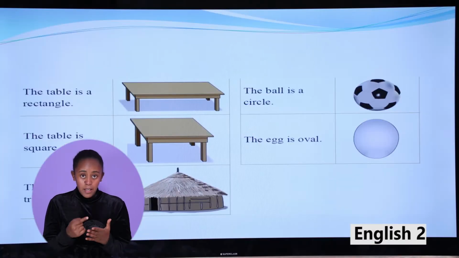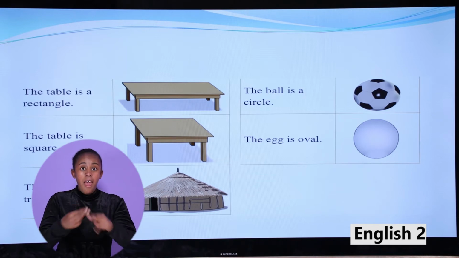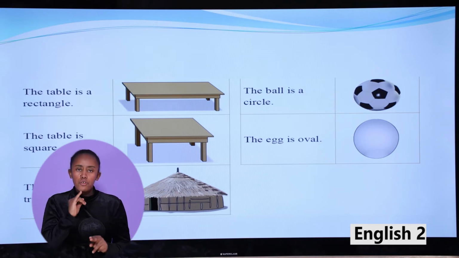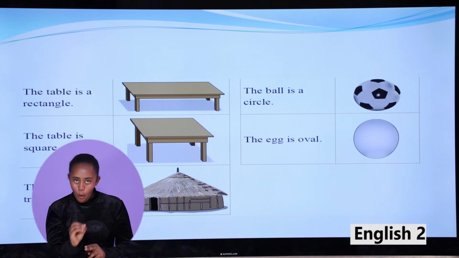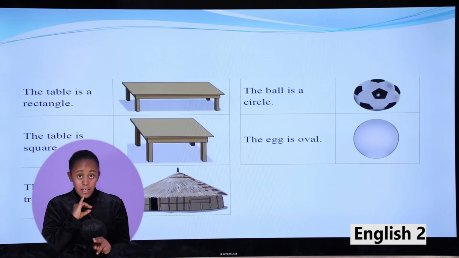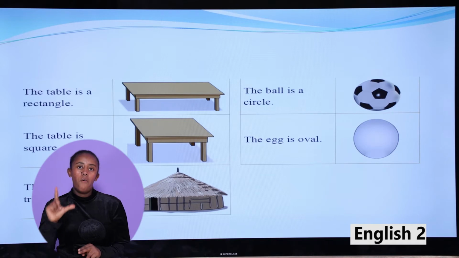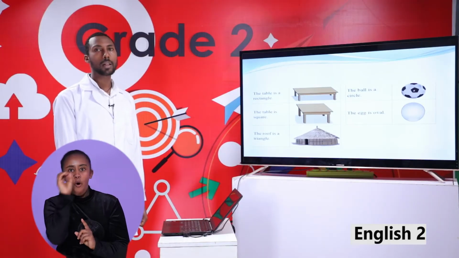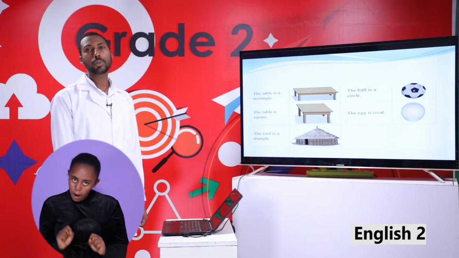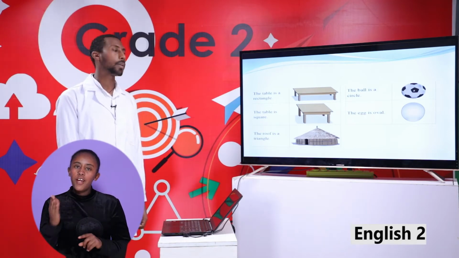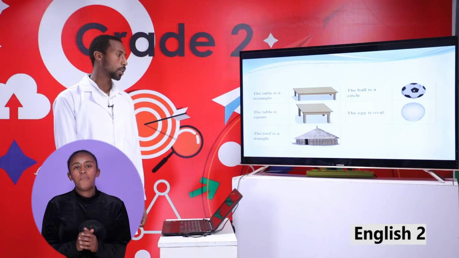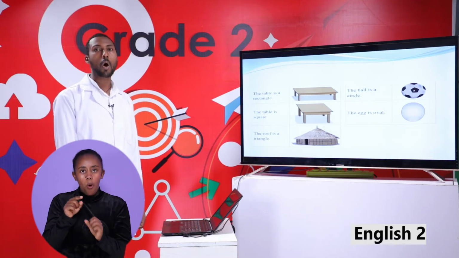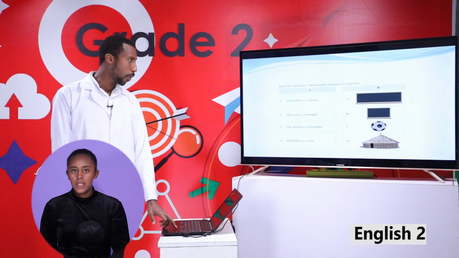Okay, let us go to the next picture and sentence. In this picture, there is a sentence. The sentence says, the egg is oval. Students, please say after me, the egg is oval. Thank you. So when you look at the egg, it has an oval shape. So you have to use different kinds of shapes, and in terms of different shapes, you can describe objects.